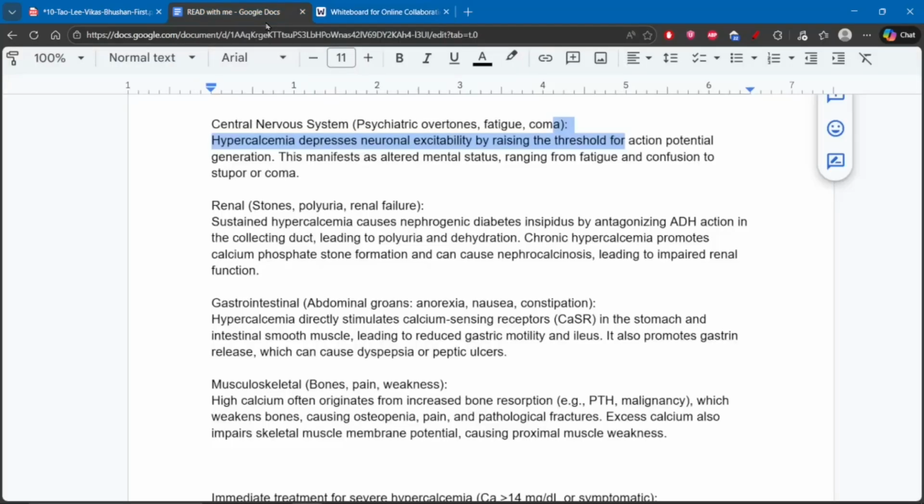So you might be thinking that we already have a lot of calcium. What is the problem? The problem is that this adaptation occurs throughout all of the neurons in the central nervous system. So the combined effect of this adaptation is far greater, which leads to symptoms such as fatigue, coma, altered mental status. This is what you have to know: hypercalcemia basically depresses neuronal excitability by raising the threshold. So it is difficult to generate an action potential and carry the impulses throughout the central nervous system when there is hypercalcemia.